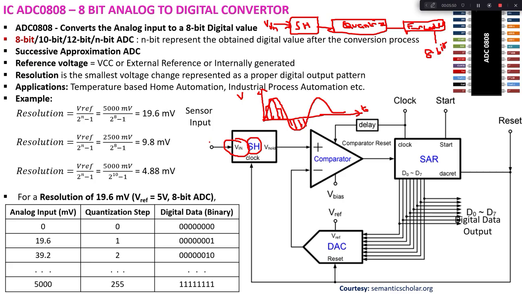Here we give the input voltage, it goes into a sample and hold circuit, and thereby the samples are selected. Then that particular voltage is compared with the voltage generated by this digital to analog converter. This digital to analog converter gets the digital data from your successive approximation register. So for example, let us assume I have 8 zeros here.